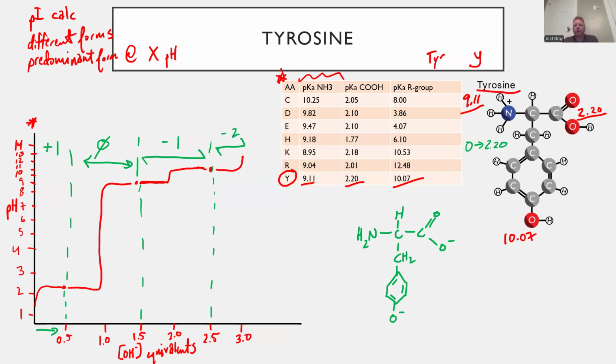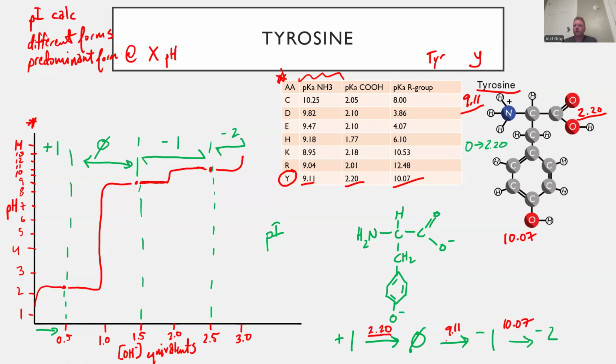Now, with that said, if you were to go about calculating the pI, how would you do that? Well, the way that I've drawn it out here, I've come up with the possible charges for my molecule: +1, 0, -1, -2. Each one of these arrows corresponds to a pKa. So 2.20, 9.11, 10.07.